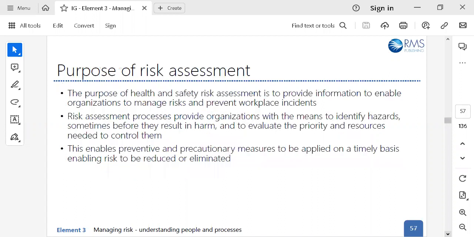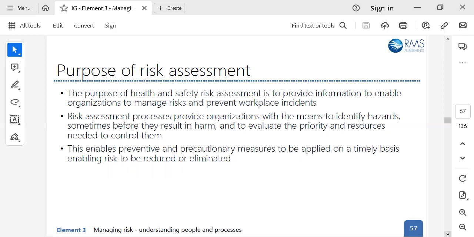Then next, purpose of risk assessment. What is risk assessment? What is the purpose of risk assessment? The purpose of health and safety risk assessment is to provide information to enable organizations to manage risk and prevent workplace incidents. This is the purpose of the risk assessment: to manage risk and prevent incidents in the workplace.